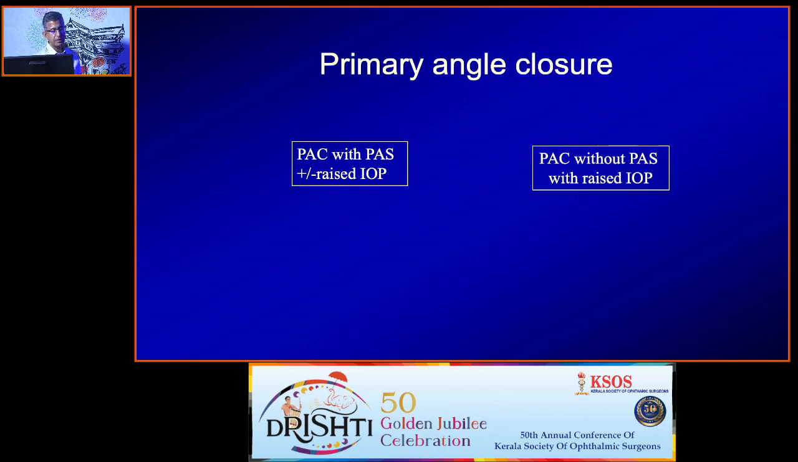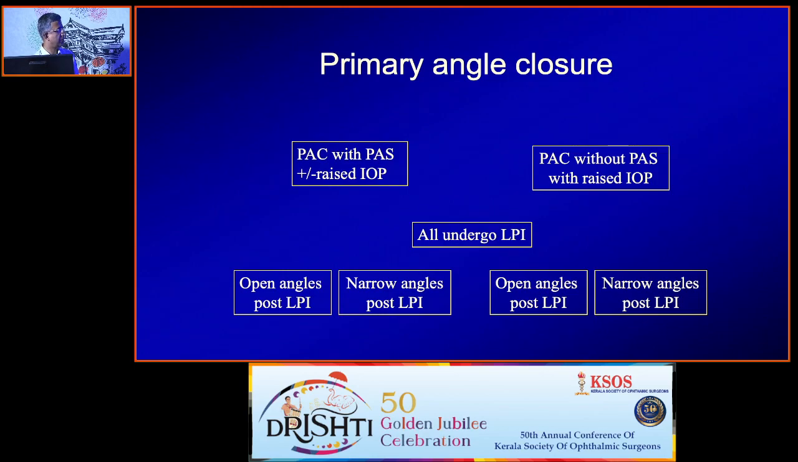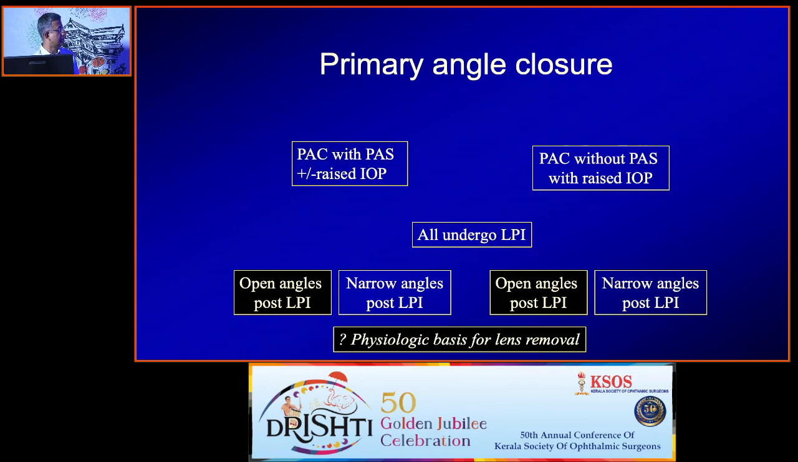So if you have primary angle closure, there are two possibilities. You can either have synechiae with or without raised IOP, or you can have no synechiae but with raised IOP. All eyes undergo LPI. Post LPI, there are again two situations. One, you may have a persistent narrow angle post LPI about 25% of the time, or you may have open angles post LPI. So from our point of view, in the open-angle situation, the problem is solved. We really don't need to do anything else. For the persistent narrow angles, maybe there's a physiological basis for lens removal.